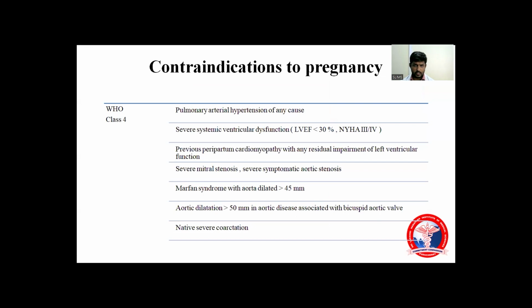So the first is pulmonary artery hypertension and severe left ventricular dysfunction, ejection fraction less than 30%, previous peripartum cardiomyopathy, and severe mitral stenosis, and Marfan syndrome with aorta dilated more than 45 mm and aortic dilatation more than 50 mm. Aortic disease associated with bicuspid aortic valve and coarctation of aorta.